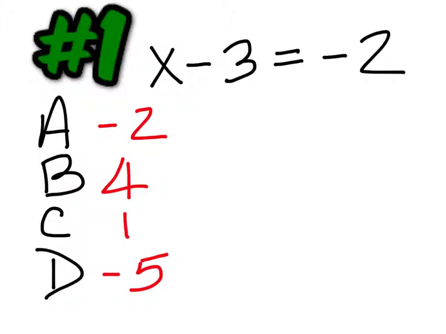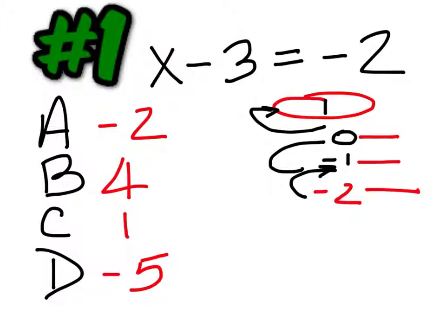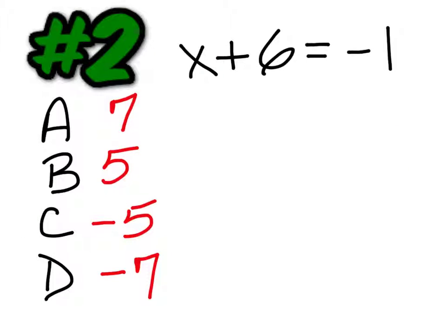On this one, you have to think to yourself, what am I going to take 3 away from to get a negative 2? If I start at some number, and I'm going to knock off 3 and end up down at negative 2, if I add 3 to negative 2, I'll get the answer. So if I go back up 1, it's negative 1. Up another one is 0, and up another one is 1. So it should be C. Try this one.